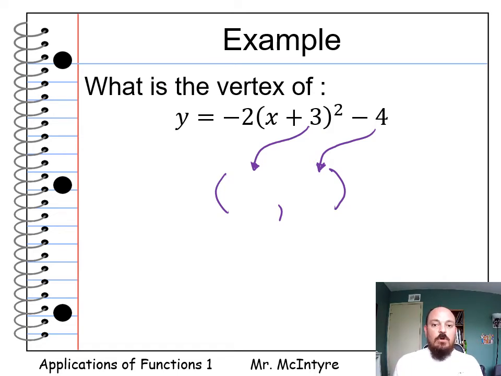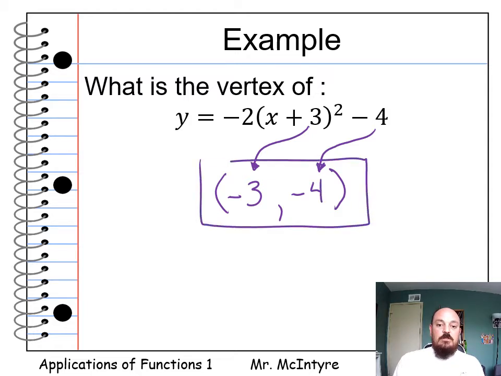But like I said, the important part is you have to remember you change the sign on the first one, not the second one. Because that was an x plus 3, I'm going to change the sign and put negative 3. But for the second one, the negative 4, I am not going to change the sign. I'm going to leave it a negative 4. And that's the answer to the question. So the vertex of this parabola is (negative 3, negative 4).